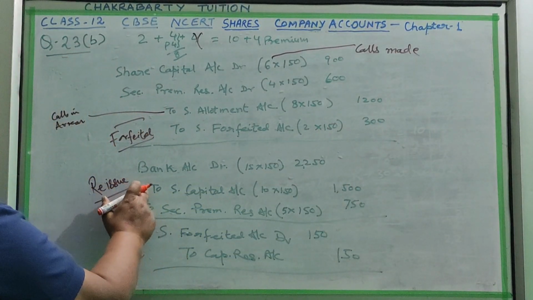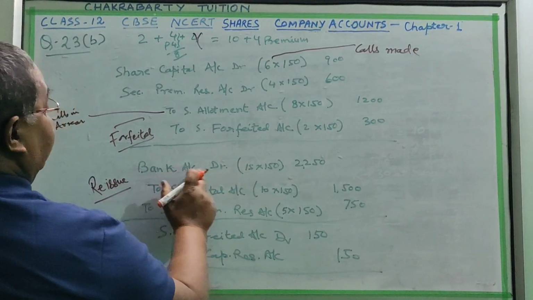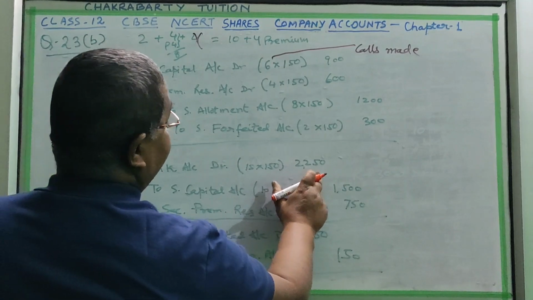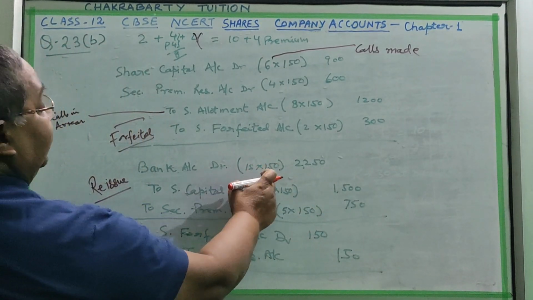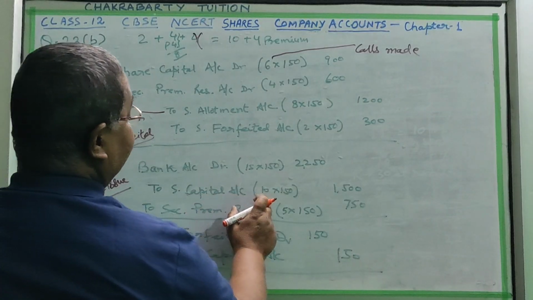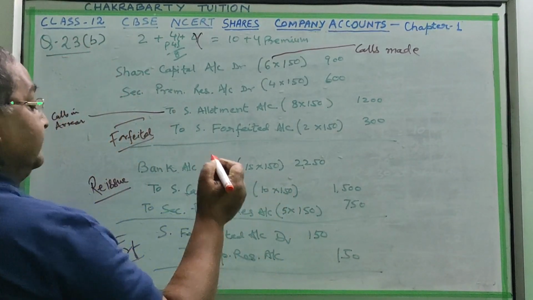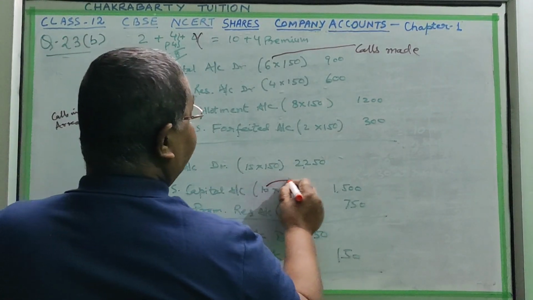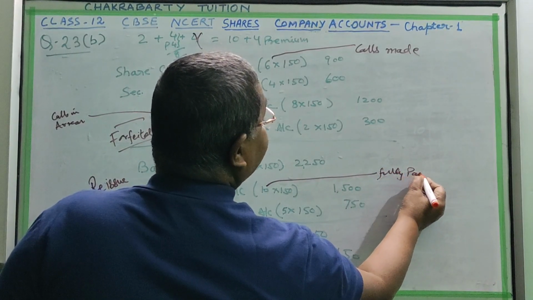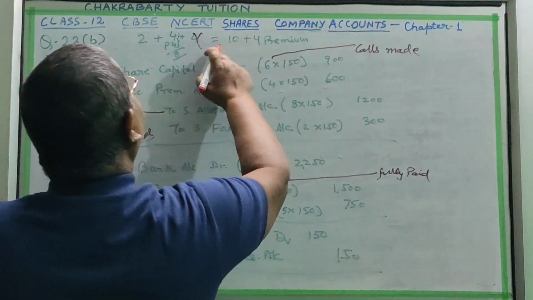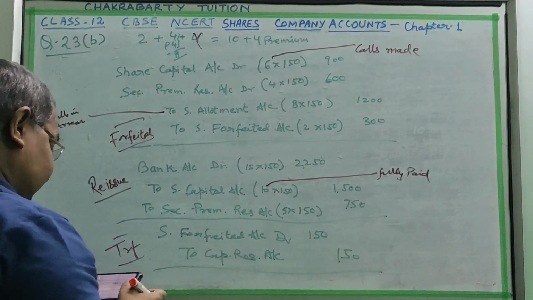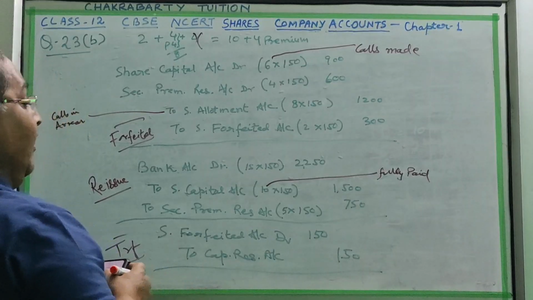Now it is reissued at the rate of rupees 15. So bank account you will debit, 15 rupees for 150 shares, 225 comes. Then share capital account you will credit by the value of the share. Here it is reissued as fully paid. Fully paid means 10 rupees only. Though the call was not made, these 150 shares they are issuing as reissue as fully paid up.